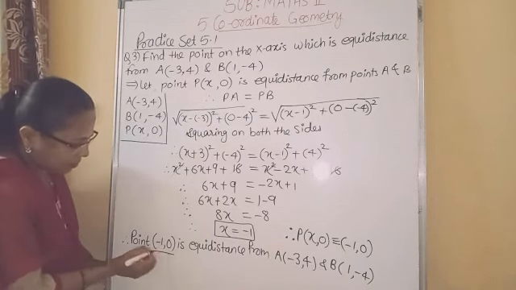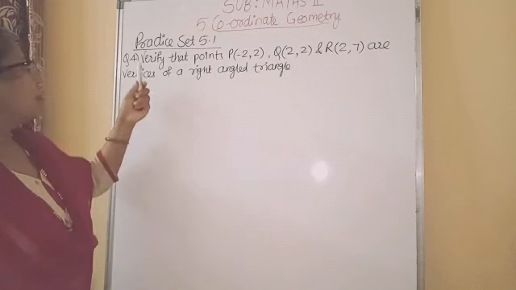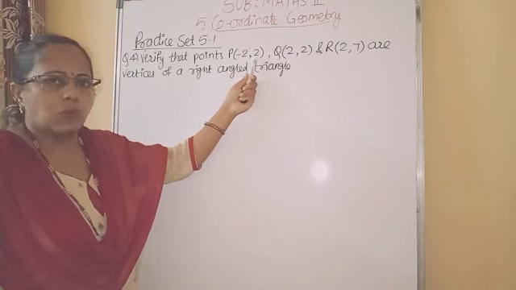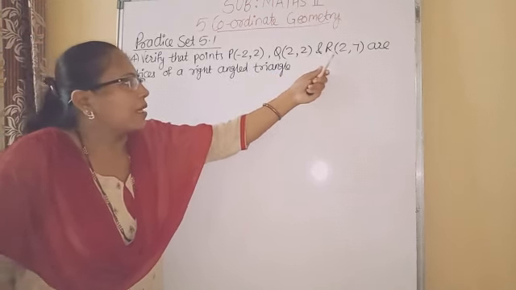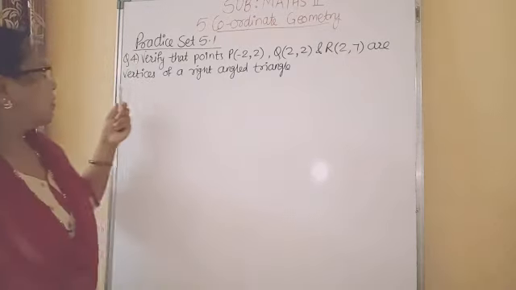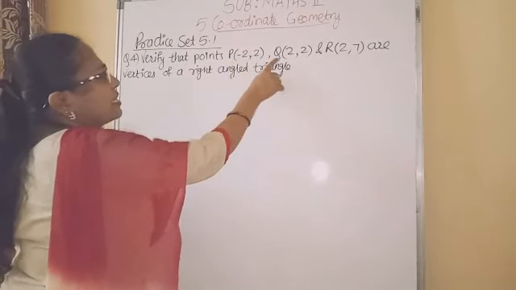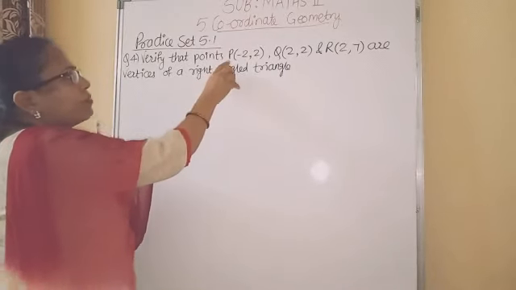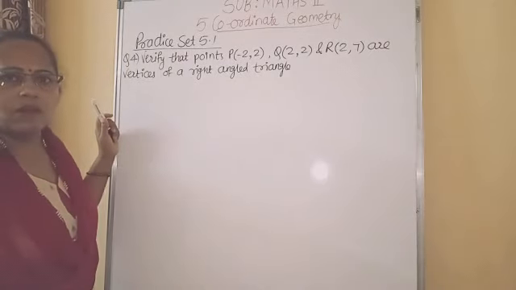So minus 1, 0 is the next question number 4. Verify that points P(-2, 2), Q(2, 2) and R(2, 7) are vertices of a right angled triangle. Okay. Students, here there are 3 points and their coordinates given. We have to verify whether these points are the vertices of a right angled triangle or not.